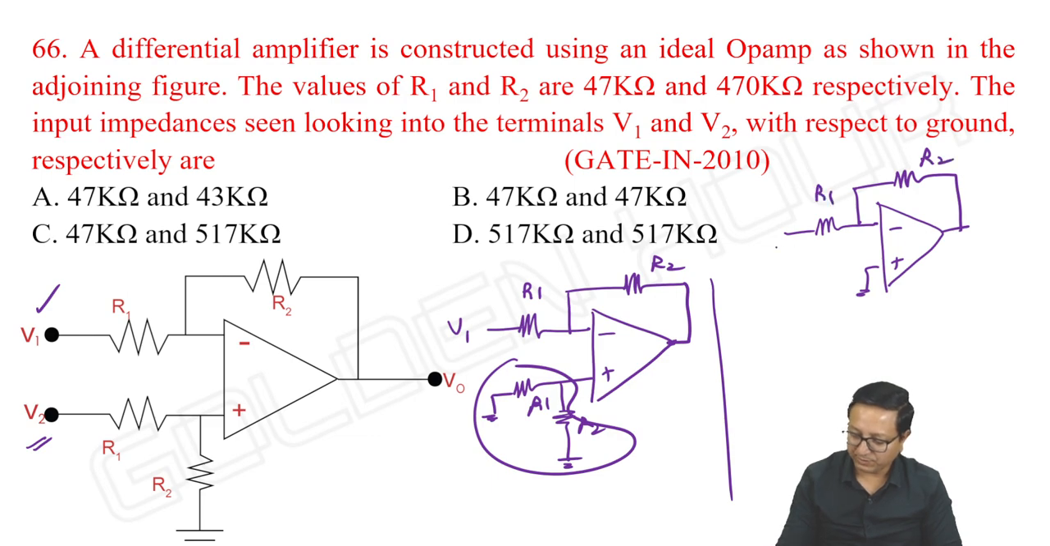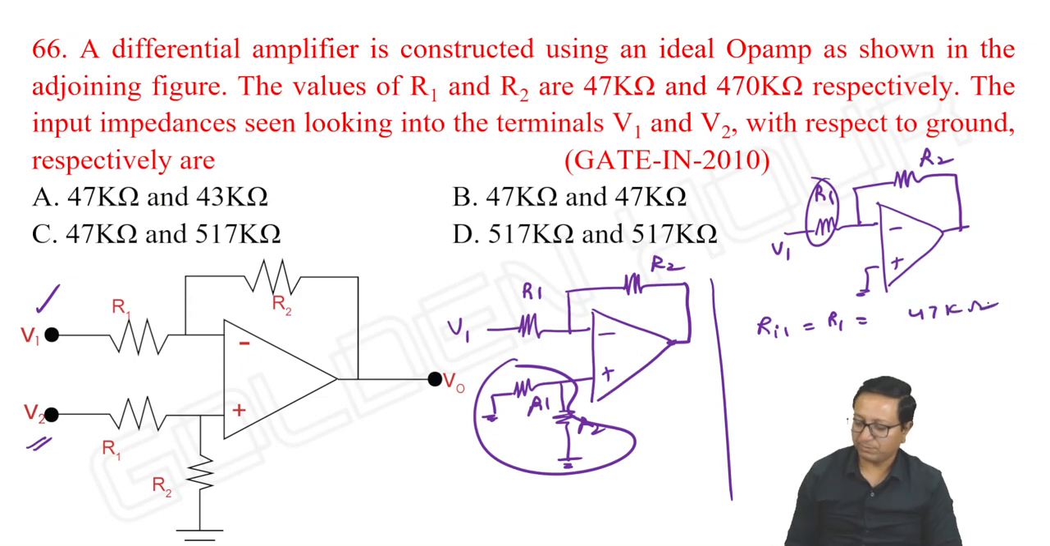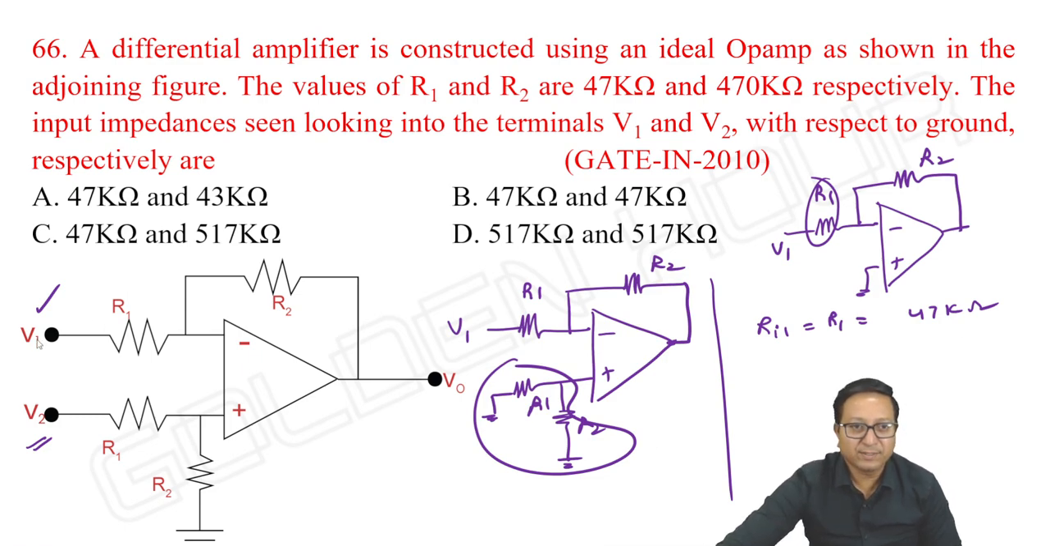R2, R1, V1. So what is Ri1? What is the resistance looking into this terminal? It is just nothing but R1 in this example, this resistor. What is its value? It is 47 kilo ohms. That's it. Okay. Similarly, the second one.